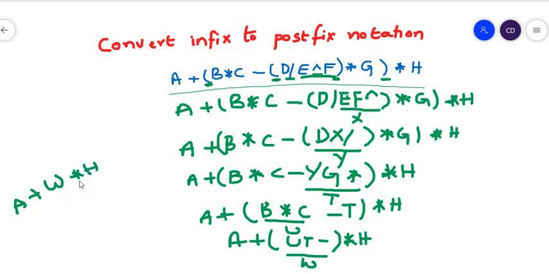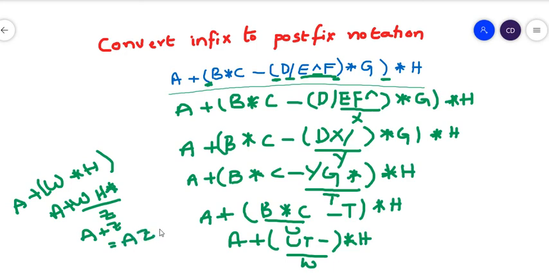Right. So simply what it is, W multiplied with H. Now, with addition and multiplication, multiplication has the highest priority. So this will happen first, right? Multiplication happens first before the addition operation. So simply it will be WH star. A plus, I'll take this as some operator, simply Z. Now I have an expression like A plus Z. Now I'm going to convert this into a postfix. Simply I can have AZ plus.